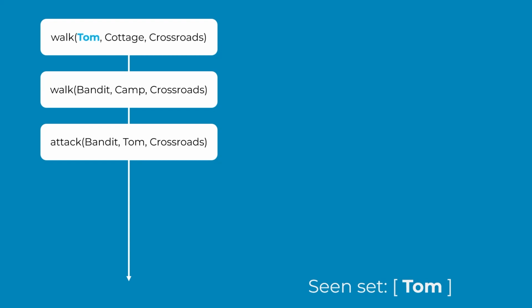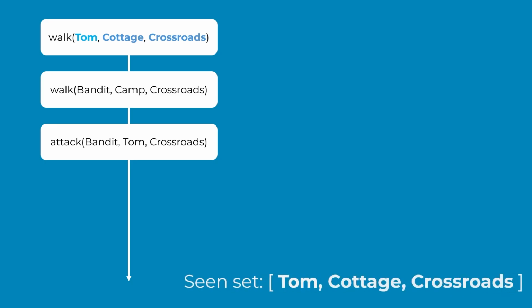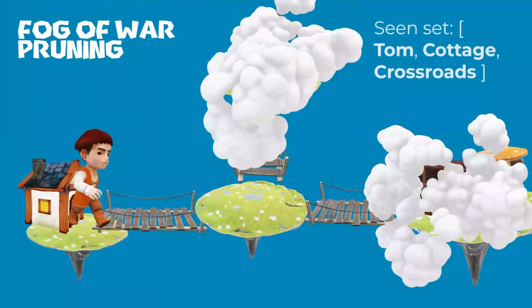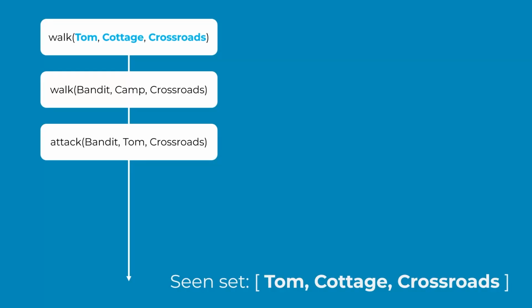we check if there is at least one entity that is in the scene set that I introduced earlier. Here, Tom is in the scene set, so we continue by adding the other entities that are involved in that action to the scene set, which are Cottage and Crossroads. Now, whatever is in the scene set is seen by search, which is like revealing what is under the fog-of-war.